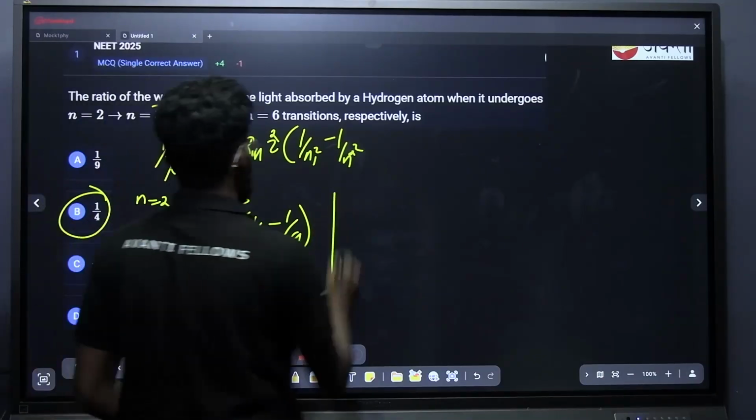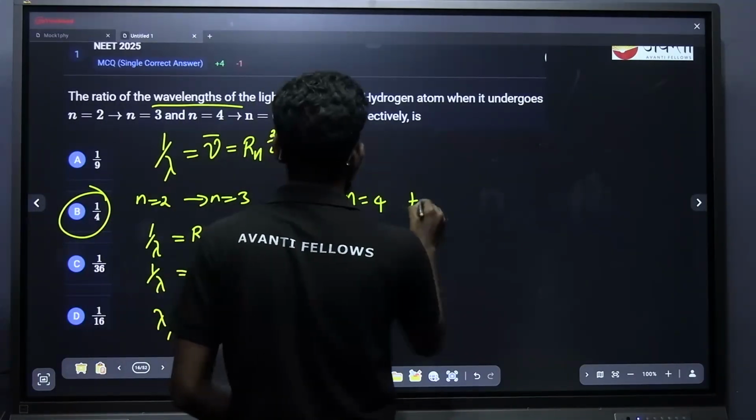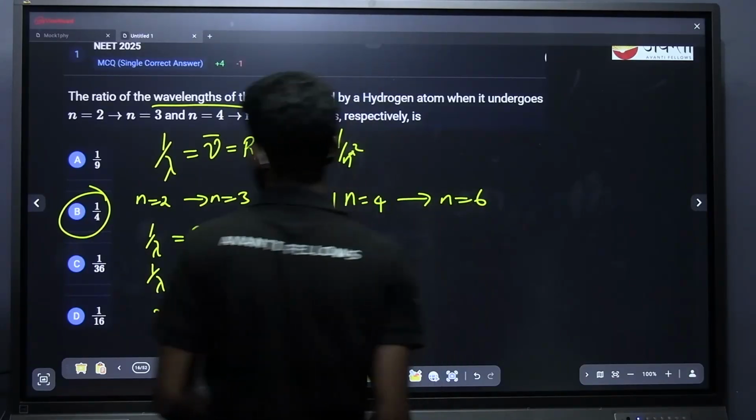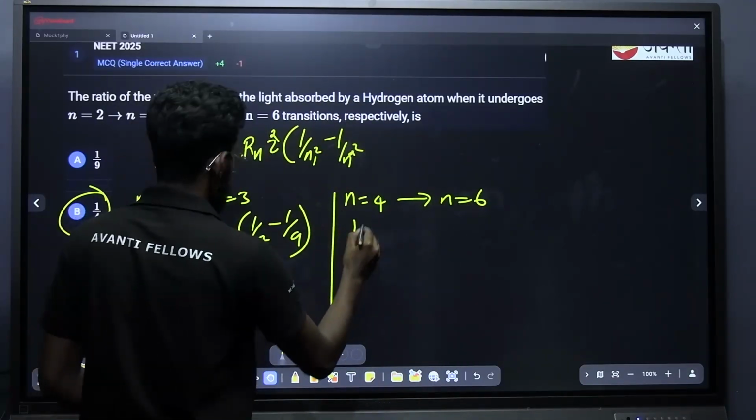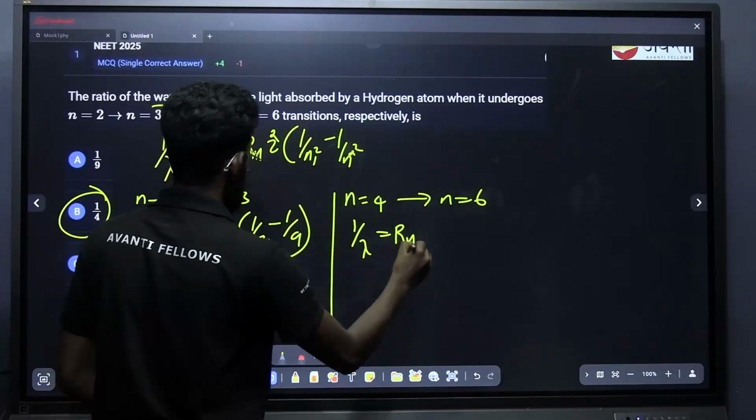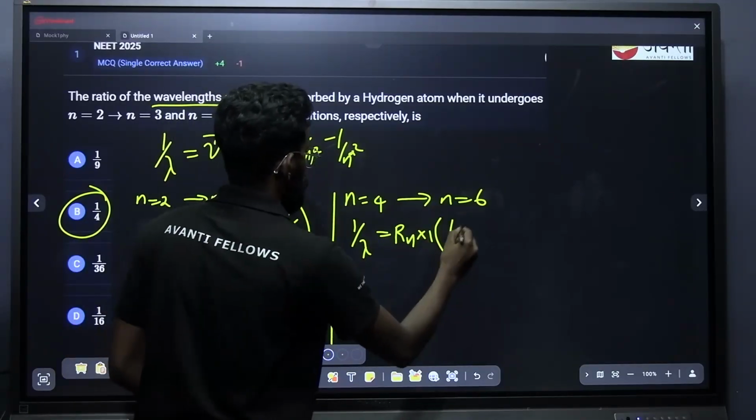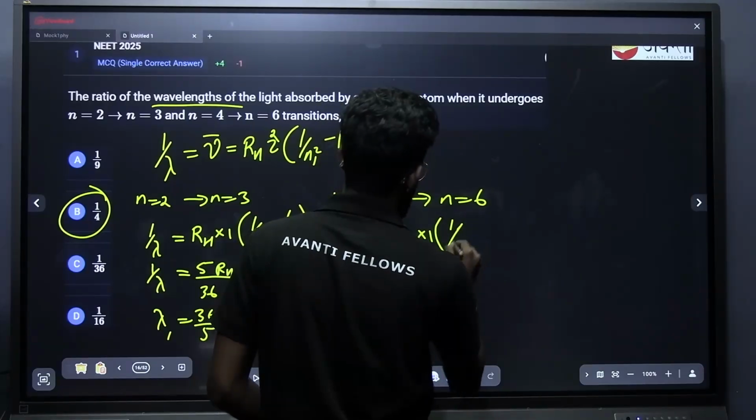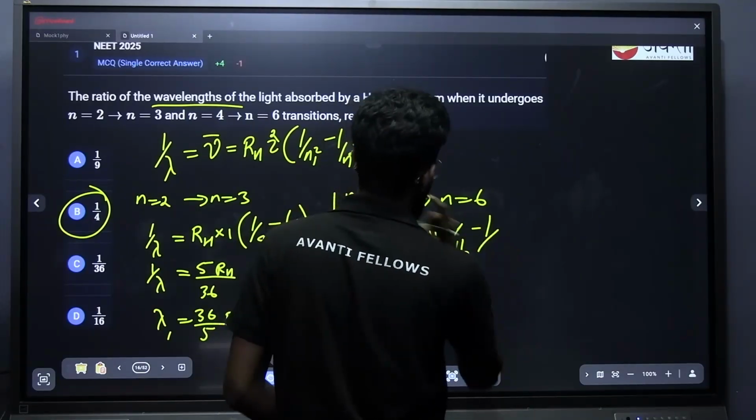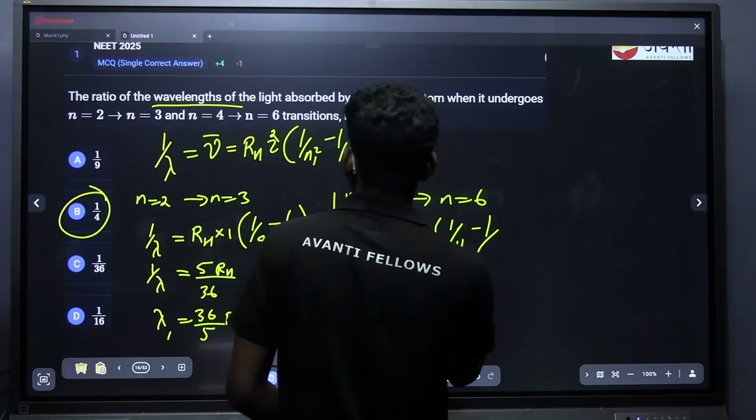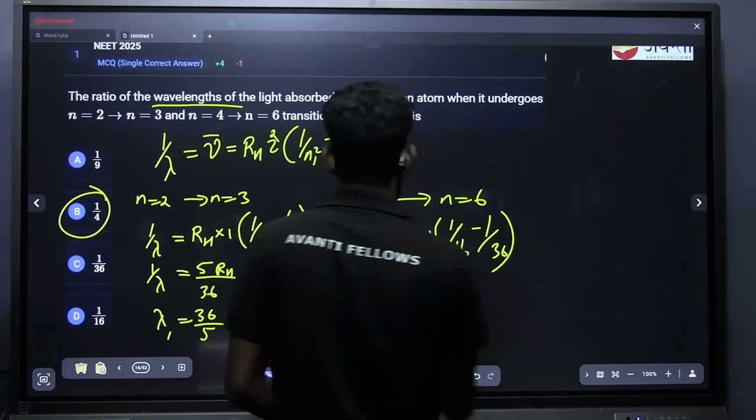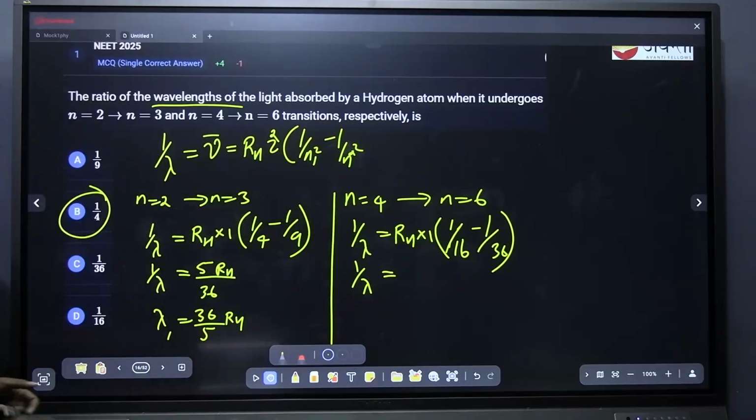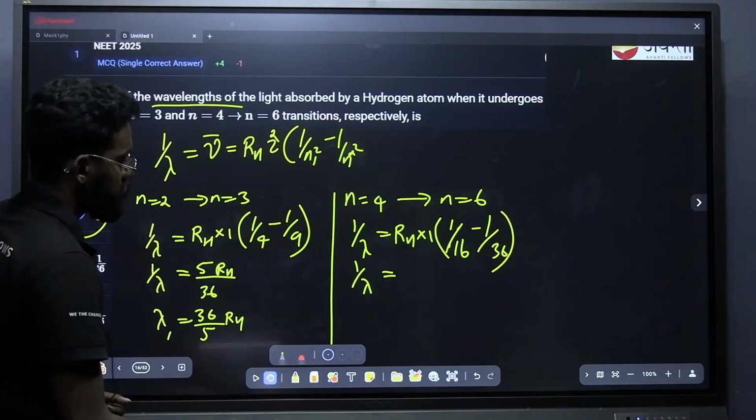Now for the second transition, that is N is equal to 4 to N is equal to 6. 1 by lambda is equal to RH into 1 by 4 square, which is 16, minus 1 by 36. On solving this, what are we getting for the 1 by lambda value? 144 upon 5. Sorry, 5?